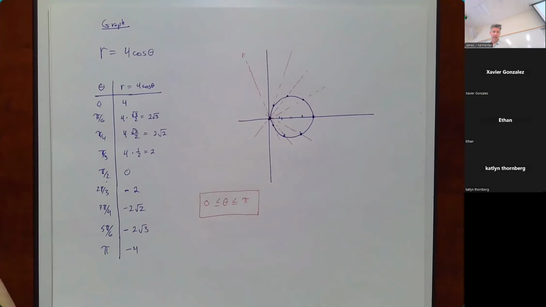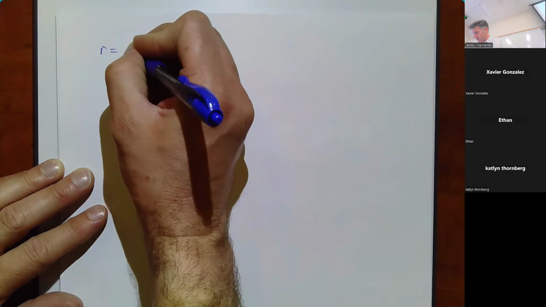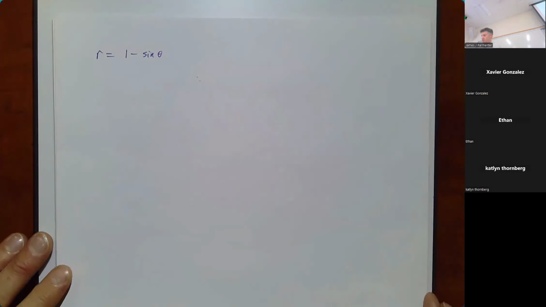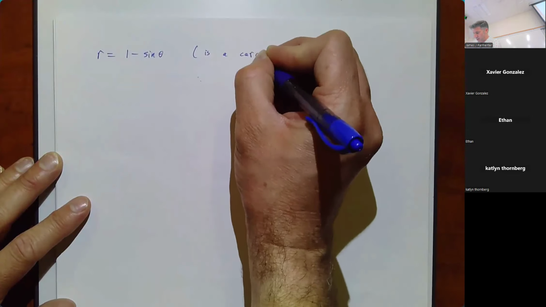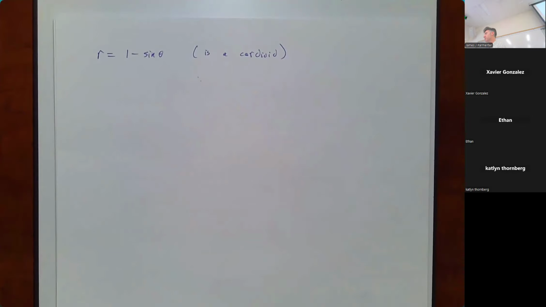Okay, so let's look at some other shapes. Some other polar shapes. Like this one. Let's look at graphing R equal to 1 minus sine of theta, which I will just tell you is called a cardioid. This is vaguely heart-shaped.